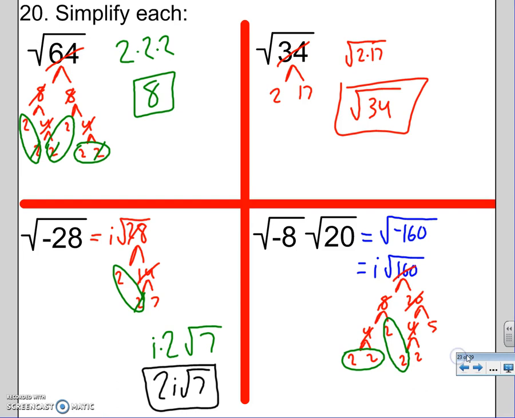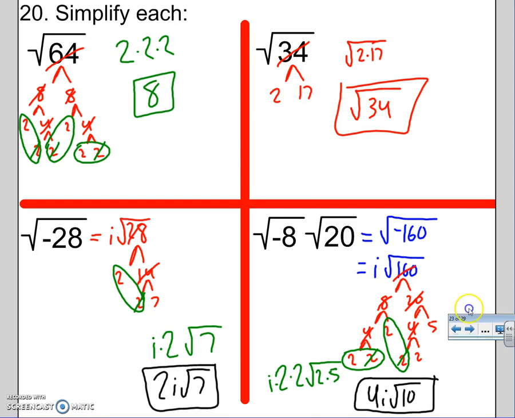And that's it. So a 2 goes out, 1's gone. Another pair, 2 goes out, 1's gone. That remaining 2 and 5 stay inside. And do not forget the i in front. So i times 2, times 2 gives me 4i. And inside, 2 times 5 is 10. That is the answer there.